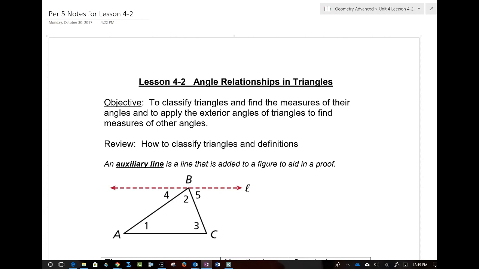The review here says how to classify triangles and definitions. Guys, please understand, if I ask you to classify by side length, do not classify by angle measure, or vice versa. Or if I ask for both, give me both. But you need to make sure that you know those well. Those are very easy questions to ask on a quiz, especially if you use a complete sentence, right? So make sure we have those.